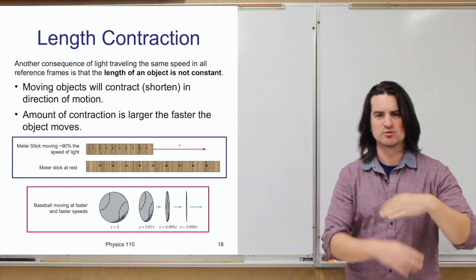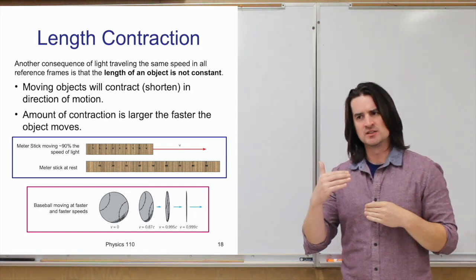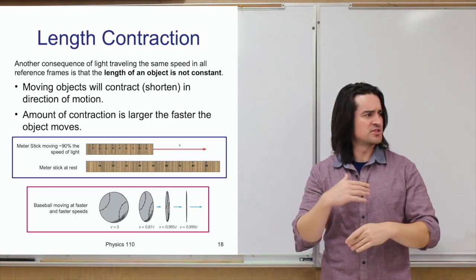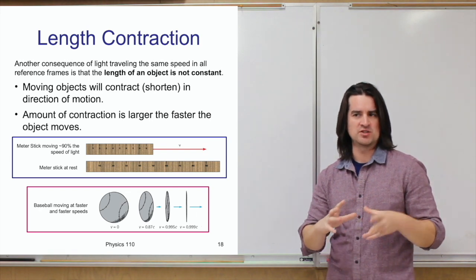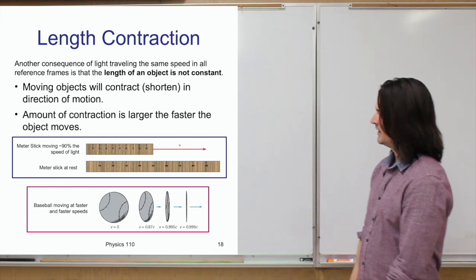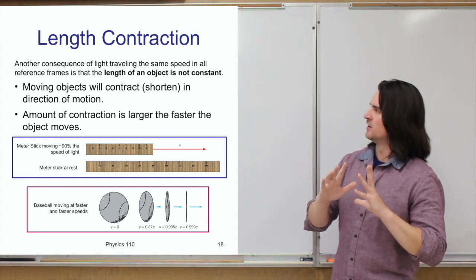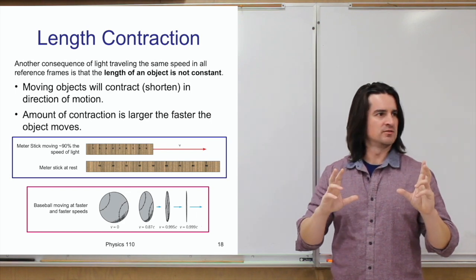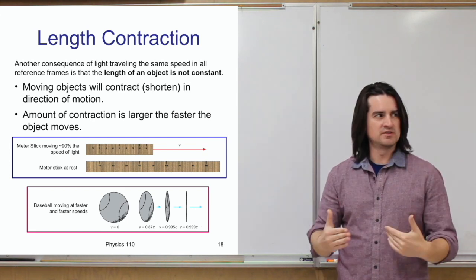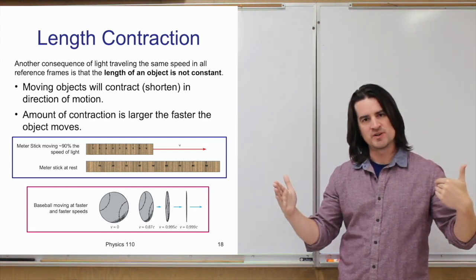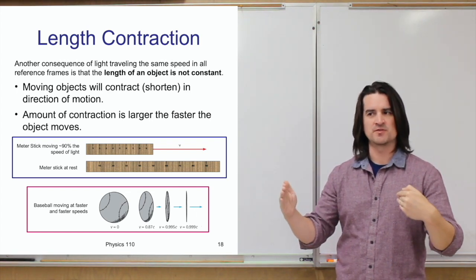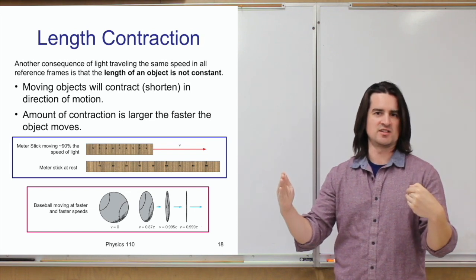Okay, we're just going to go through some more consequences of light moving at the same speed regardless of the reference frame that you're in. In these next ones, I'm not going to go through quite as detailed an explanation of observing this and seeing why it is like this. I'm going to kind of give it to you. The first one is this consequence of length contraction. The length of an object, or how long you would measure an object to be, because light travels at the same speed in all these reference frames, turns out is not constant either.